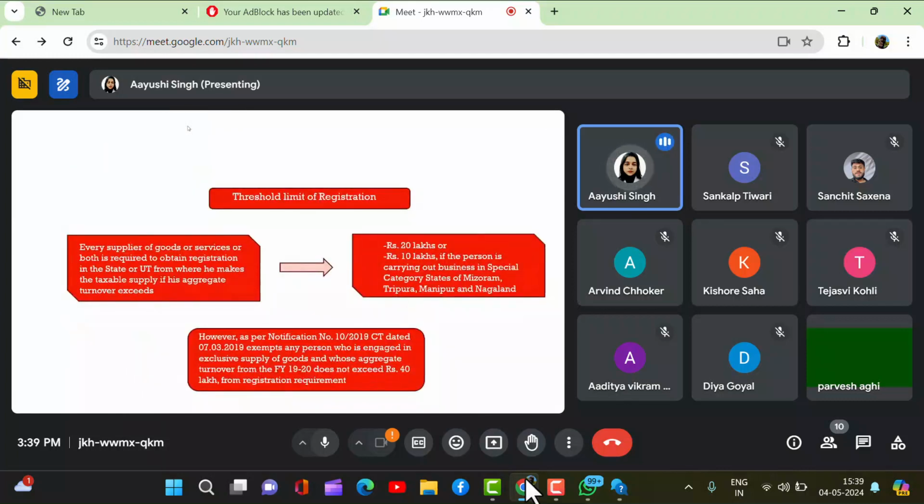So this is the threshold limit for registration. Every supplier of goods or services or both is required to obtain a registration in the state or union territory from where he makes a taxable supply if his aggregate turnover exceeds rupees 20 lakhs, or rupees 10 lakhs if a person is carrying out business in special category states such as Mizoram, Tripura, Manipur and Nagaland.